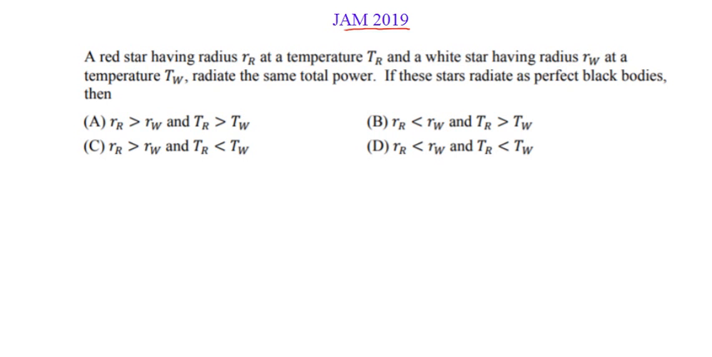A red star, meaning a red colored star, and a blue star, having radius R, where small r denotes radius and capital R denotes red, at a temperature TR, and a white star. So stars differ in their color. There should be some fundamental background knowledge for you, which you will gain after your study of astrophysics in the very next semester, which we will begin by maybe next week. A white star having radius RW at a temperature TW radiates the same total power.